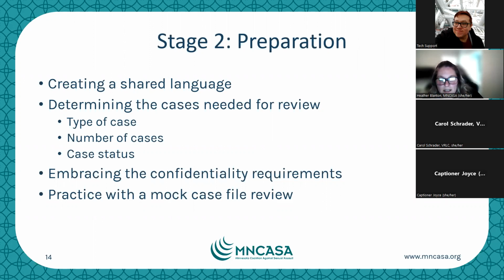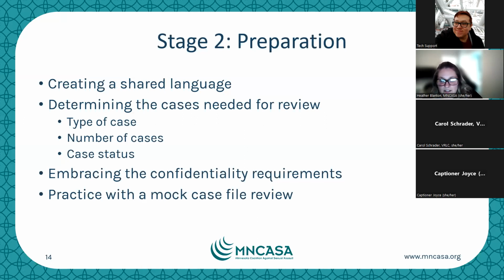The team will then create a guide for the agency around selection of cases. This will include the type of case, the number of cases, and case status. For example, let's say your team wants to look at intimate partner sexual violence cases. The selection of the type of cases does not necessarily need to be in place to begin this process. However, if you're trying to get law enforcement leadership on board with case file review, having a discussion with them about which cases should be included can definitely help create trust and reciprocity.